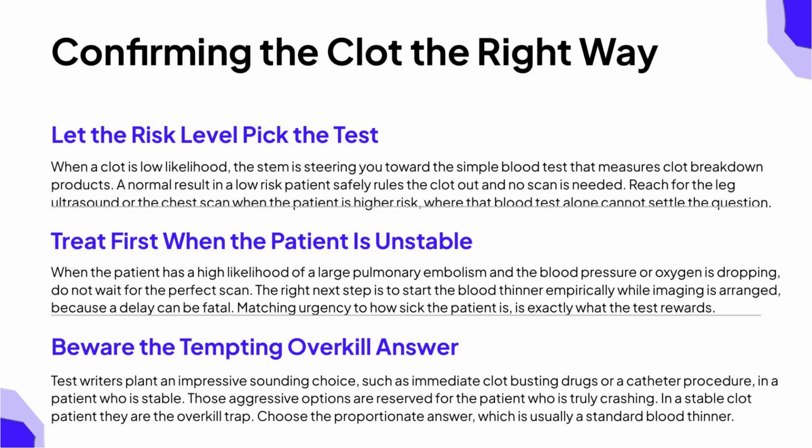Third, beware the tempting overkill answer. The writers love to offer clot-busting drugs or a catheter procedure in a stable patient. Those belong to the patient who is truly crashing, not the stable one. In a stable clot patient, that aggressive option is the trap. Choose the proportionate answer, which is usually a standard blood thinner.